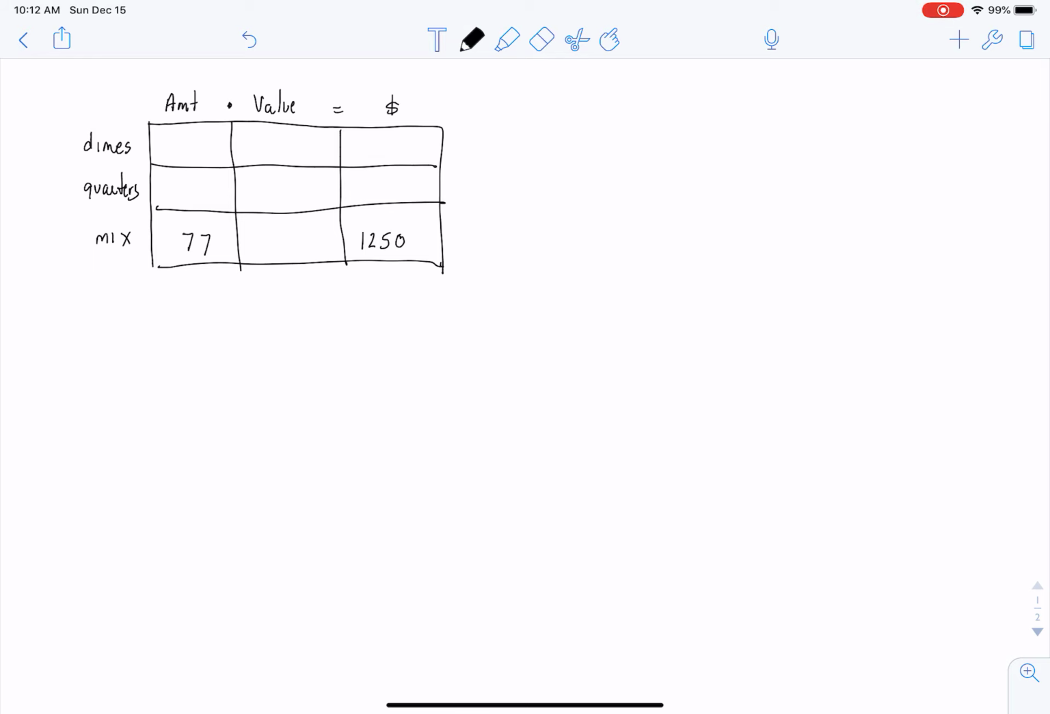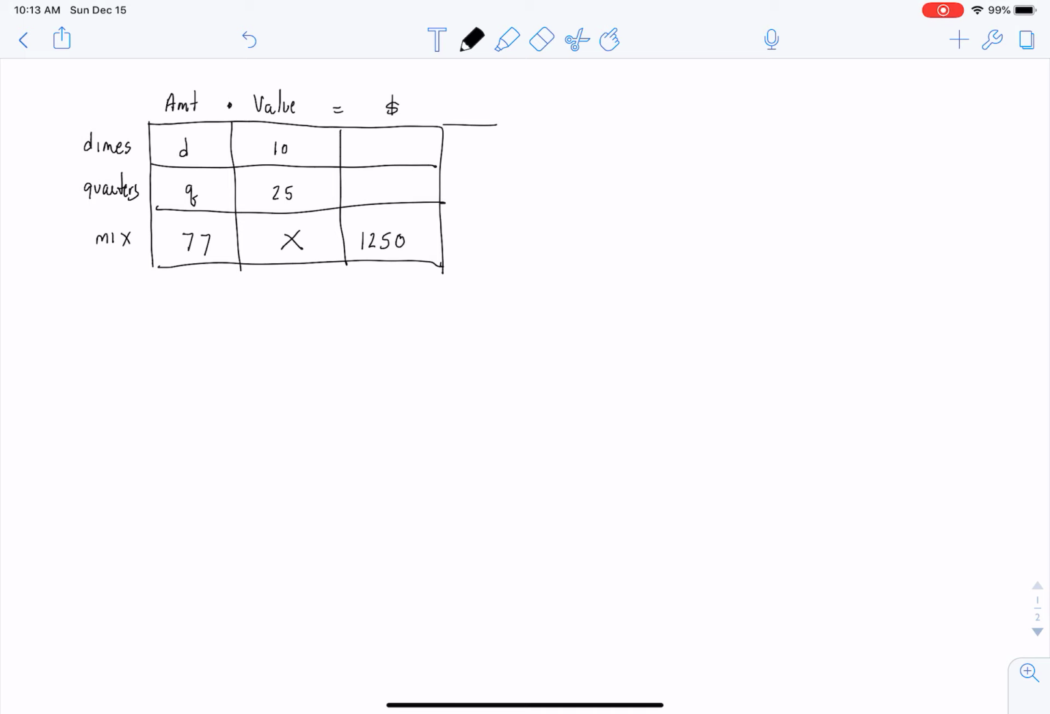So we put in our variables now. I have D for dimes, Q for quarters. The value of a dime is 10 cents, again, because I'm using pennies. If I were using 12.50, then I'd have to use 0.1. Quarters is 25. This one you can't really fill in the value because they're mixed coins.